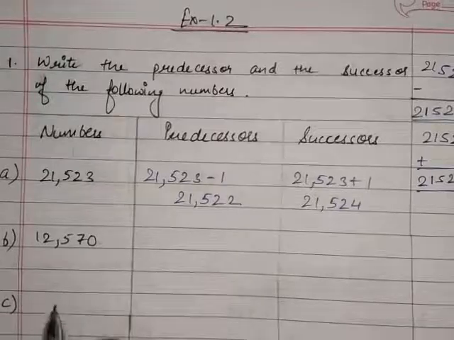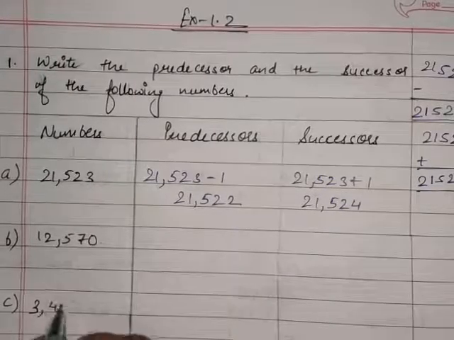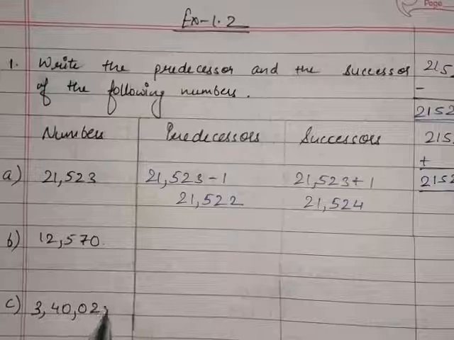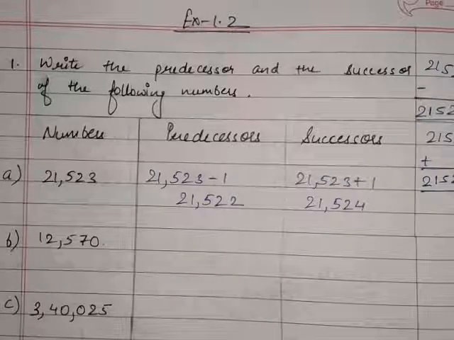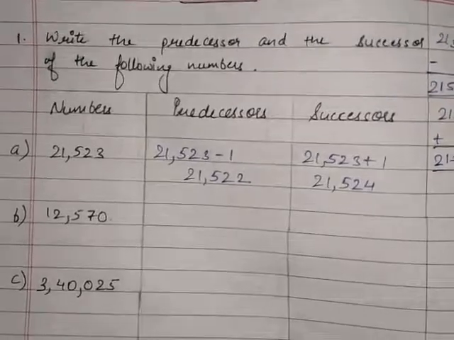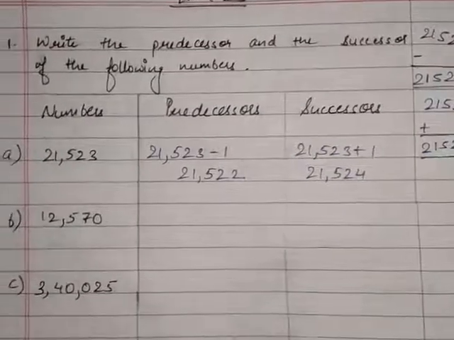What is the question given? It is given 3,40,025. This one is also your homework. Okay. B and C are your homework. I am going to tell you the D question.